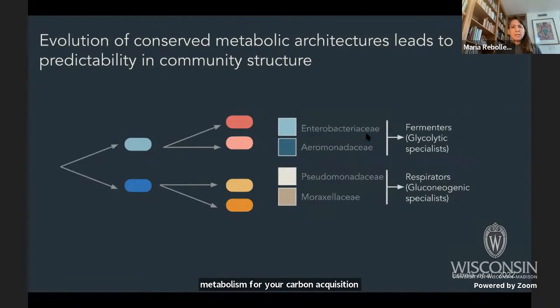And so in this case, Enterobacteriaceae and Aeromonadaceae are families that can do fermentation in aerobic conditions, and they're glycolytic specialists. Whereas Pseudomonadaceae and Moraxellaceae cannot, except for very few exceptions, do fermentation in aerobic conditions, and they are gluconeogenic specialists. So they specialize in amino acids and organic acids, which tend to get metabolized in the gluconeogenic direction.